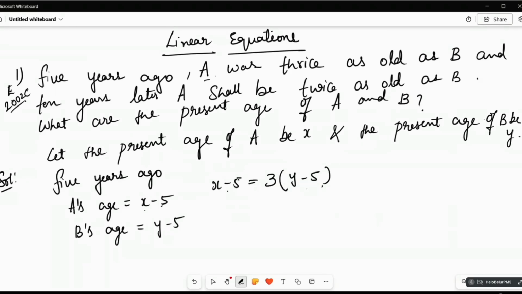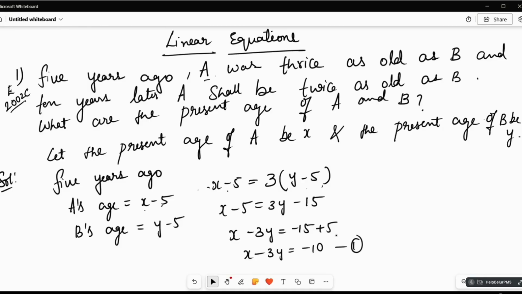And many have written 3 times x. See what they are telling? A's age is 3 times B's, so 3 times y minus 5. So what will you get? x minus 5 is equal to 3y minus 15. If I shift, x minus 3y is equal to minus 15 plus 5. So x minus 3y is equal to minus 10. First equation.